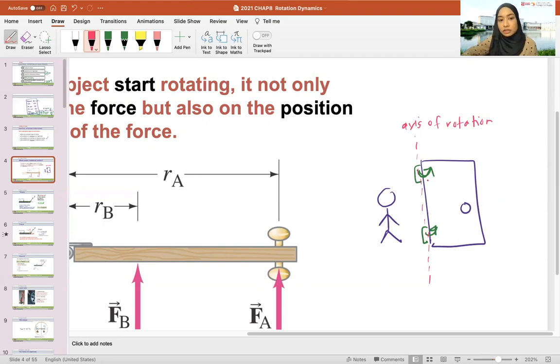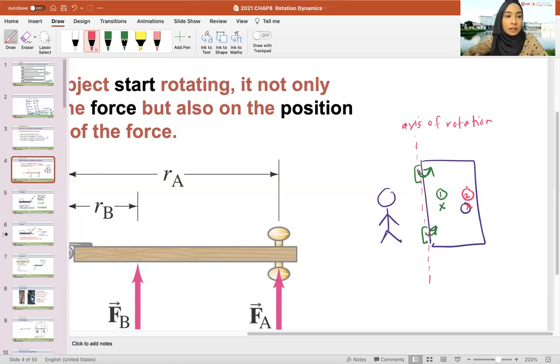So Hazira tries to push the door. She wants to close the door, right? So she applies a force over here. Okay, you can try it yourself. So she pushes the door at this point, point number 1. She pushes it that way. And then dia cakap, oh, susah lah nak tolak kat sini. And then she tries to push the door over here, point number 2.